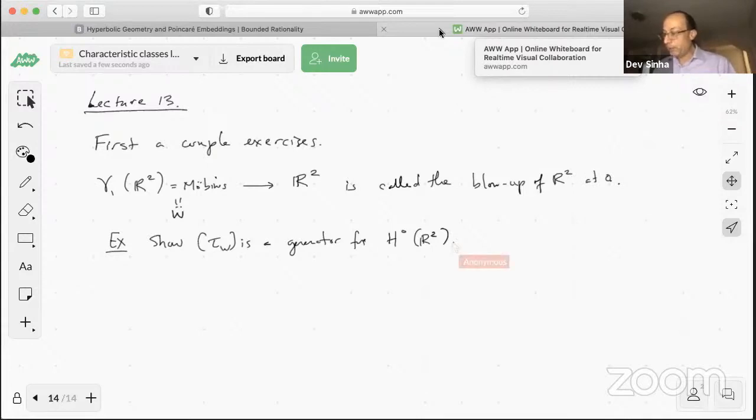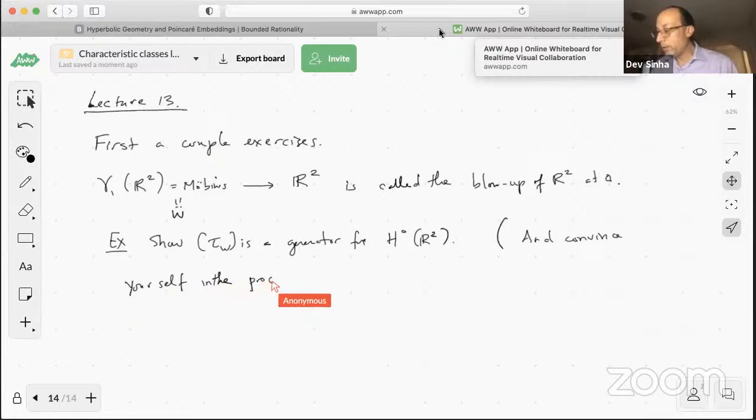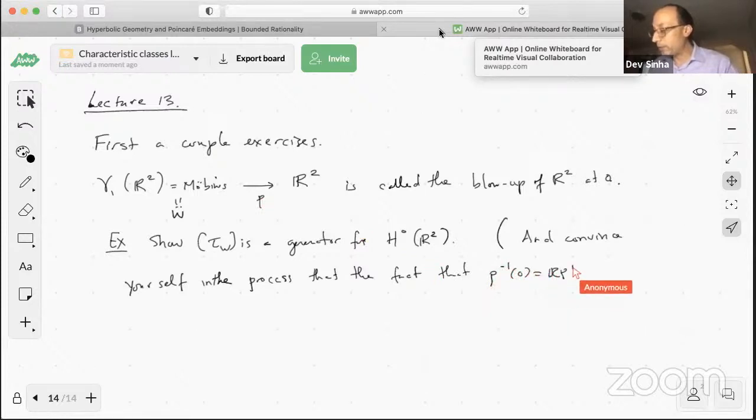and mainly convince yourself in the process, which is maybe harder, that the injectivity, the fact that if I call this P inverse 0, it is RP1, is not an issue. But yeah, this is just a fun map.